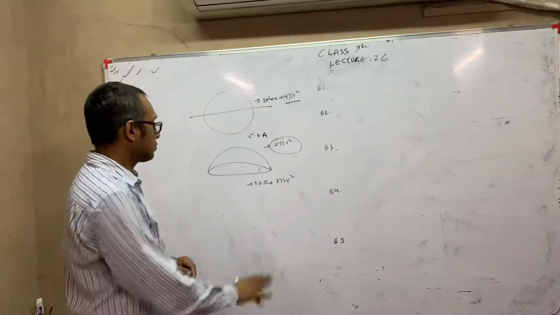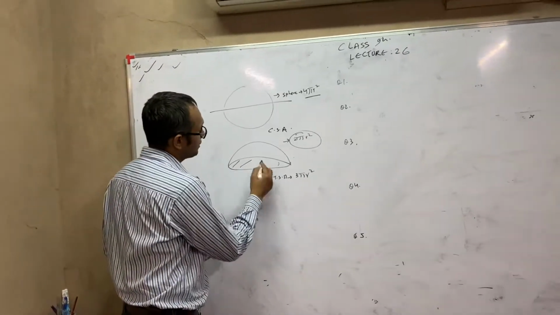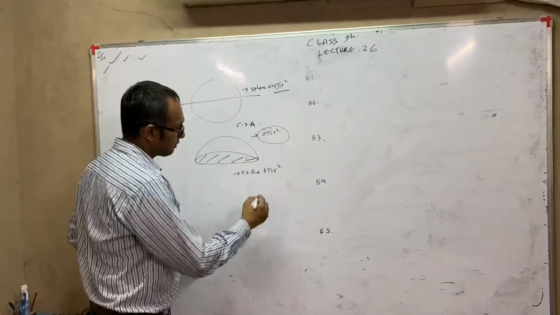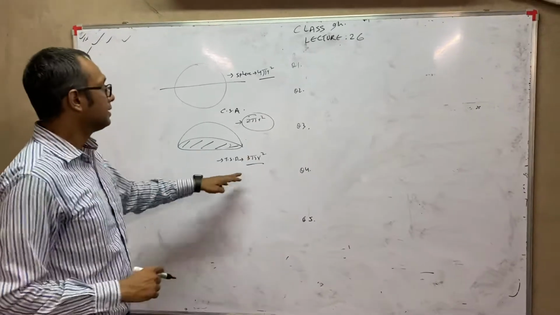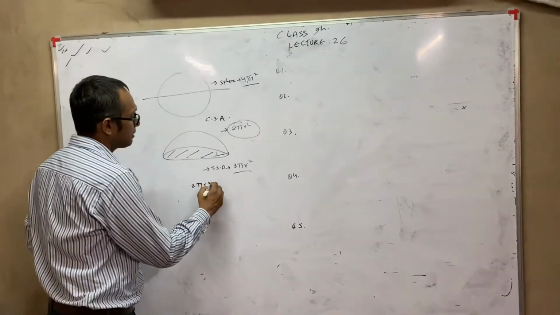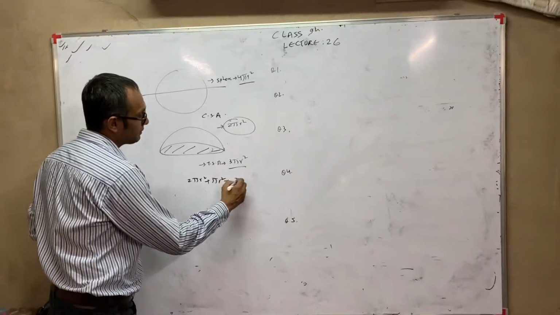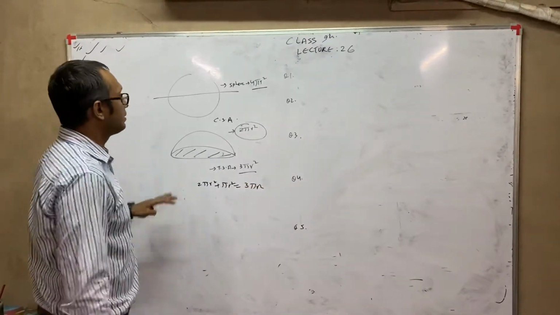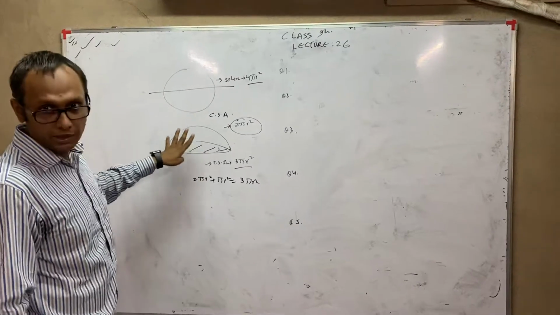Then there is total surface area. In that, if the base, which is in the shape of a circle, is also included, then we use this formula, that is 3 pi r square. How do you get this formula? 2 pi r square plus pi r square. Therefore, it becomes 3 pi r square. So this is a sphere and this is a hemisphere.